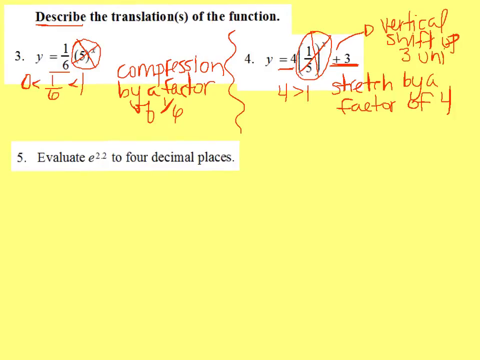And those are two translations in number 4. So the plus 3 was a vertical shift up 3 units, and the 4 in front is a stretch by a factor of 4. All right, let's look at number 5.